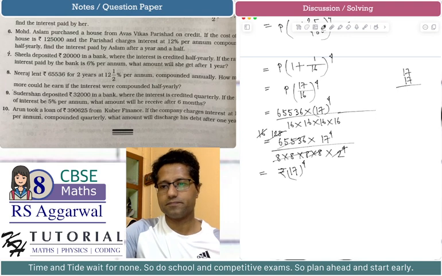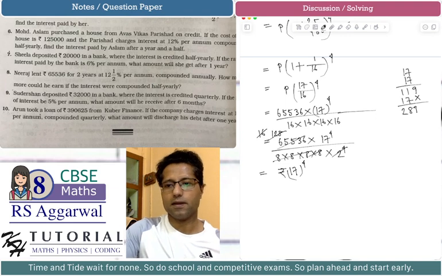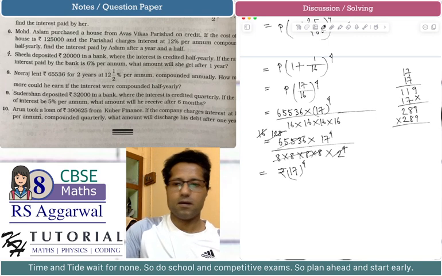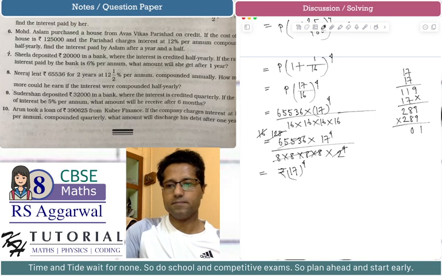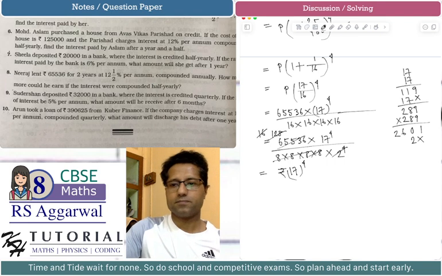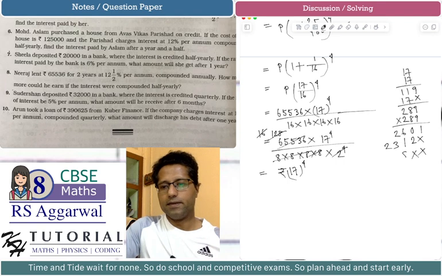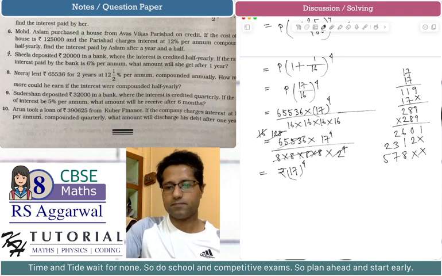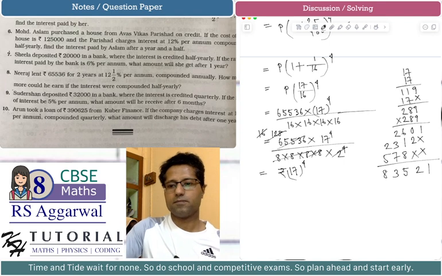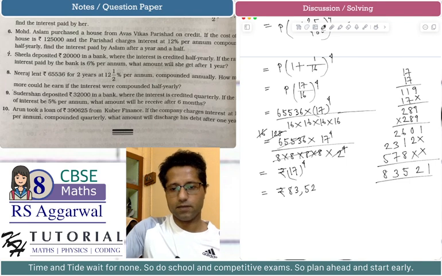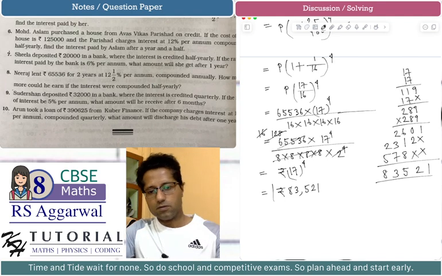What is 17 square? 17 squared is 289. 289 times 289 comes to rupees 83,521. Okay, so we have to find the difference.